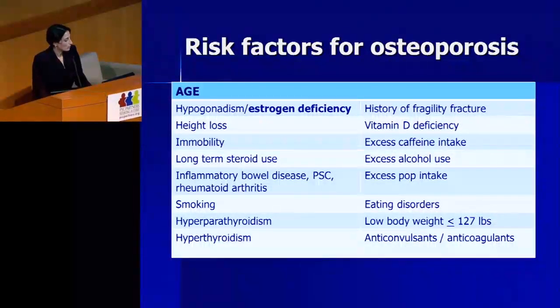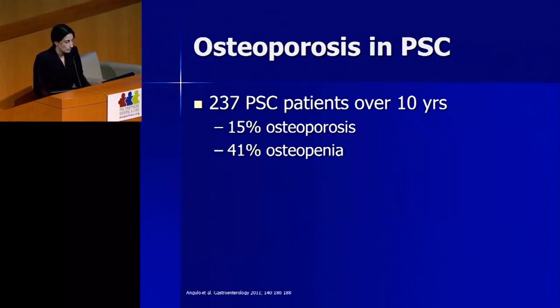Risk factors for osteoporosis. So the big one is age. And the next one is estrogen deficiency. But really, any chronic inflammatory disease in general, including inflammatory bowel disease, PSC, rheumatoid arthritis, psoriatic arthritis, all these chronic inflammatory conditions are risk factors for osteoporosis. And I will go through some of these other ones as well.